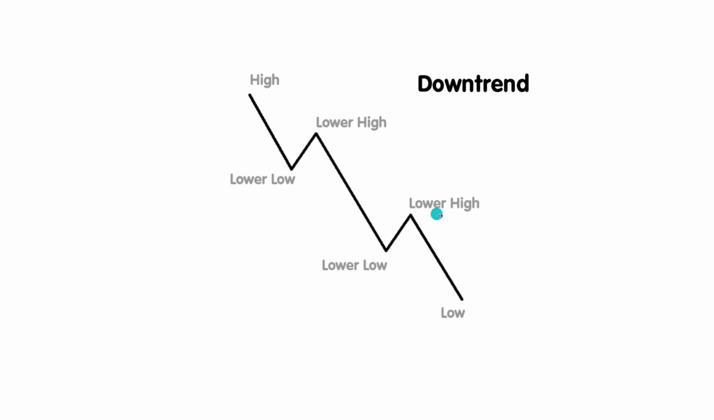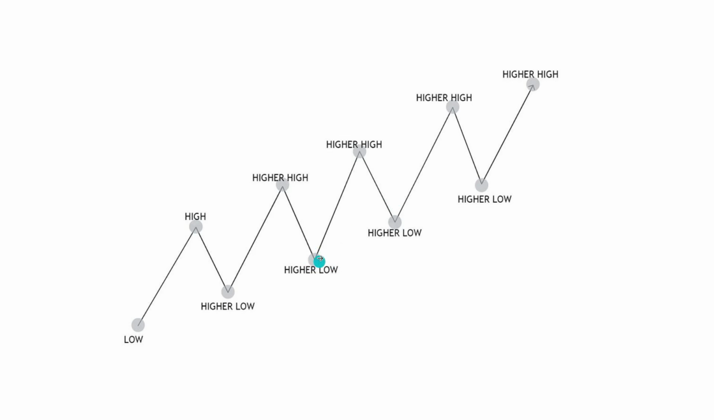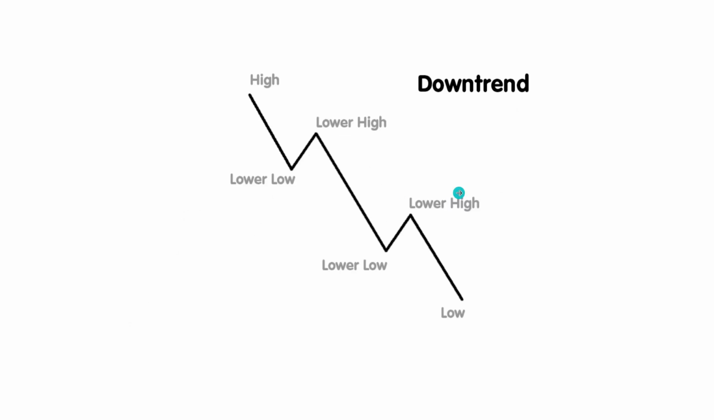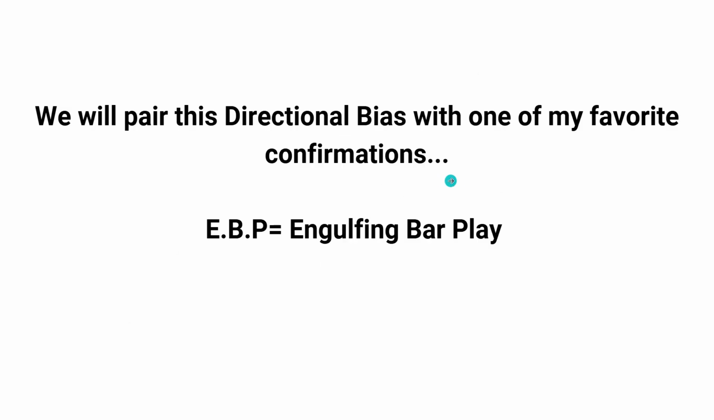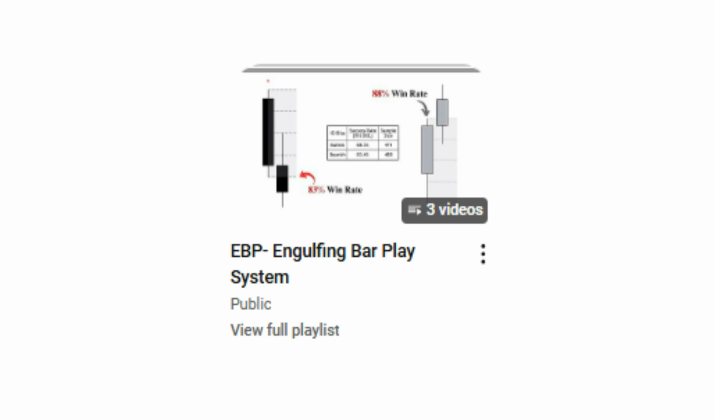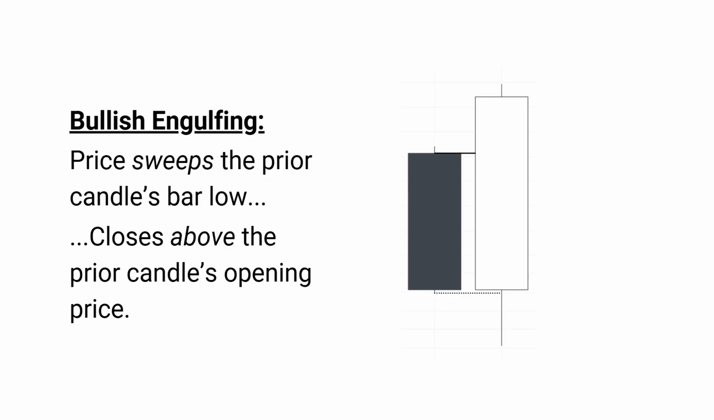Now, inside of these areas and the higher lows, we're going to be looking for a very specific confirmation type. We're going to pair that directional bias with one of my favorite confirmations, which is the EBP, engulfing bar play. If you're someone who's been around the channel, you already are familiar with that. I have a whole playlist on the engulfing bar play on my channel. It's 3 videos, but it's very, very informative on how you can use this for a confirmation method, but also as a directional bias methodology as well.